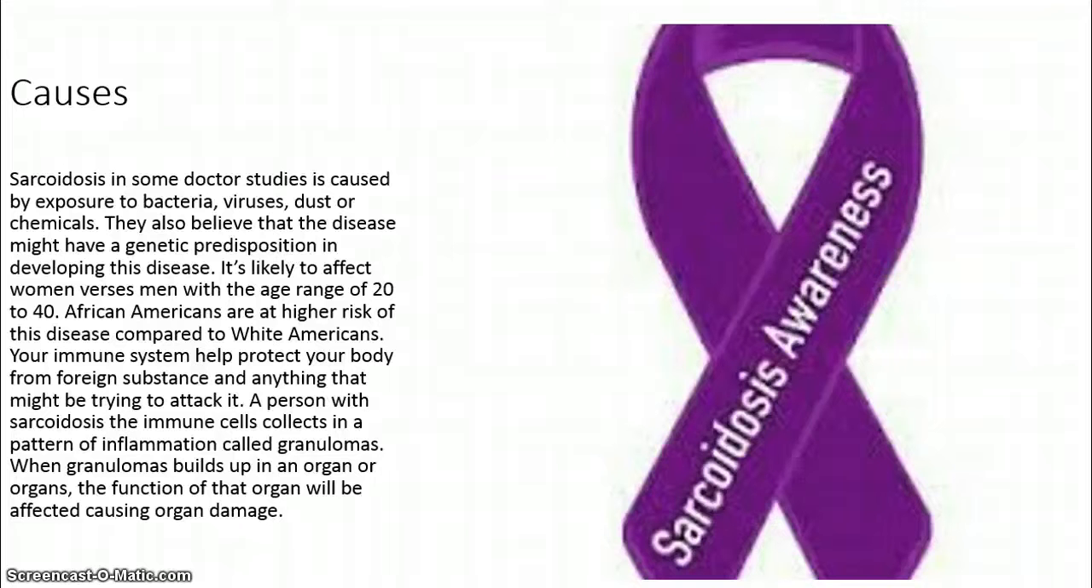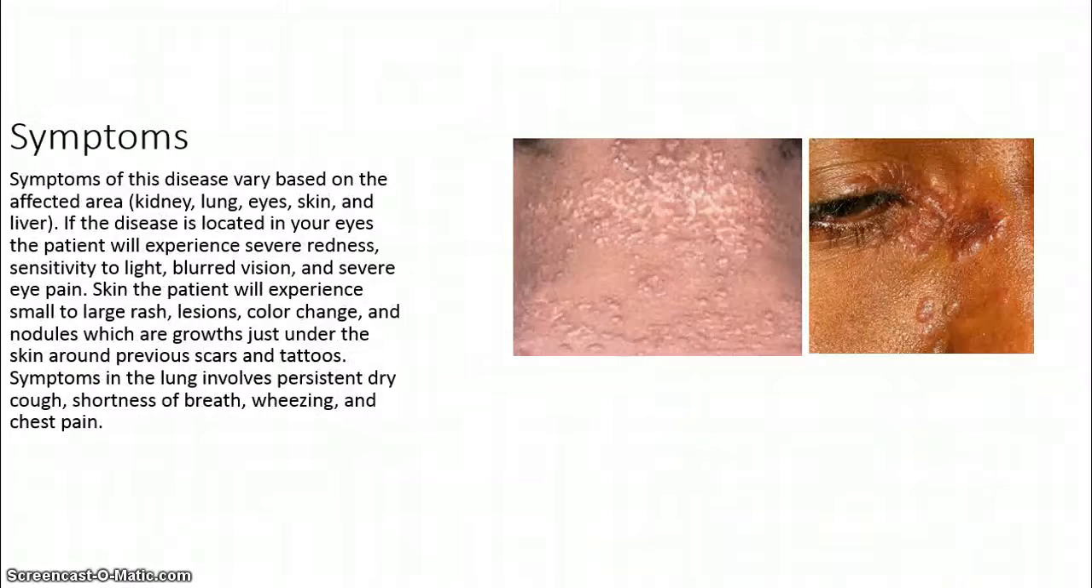Your immune system helps protect your body from foreign substances and anything that might be trying to attack it. In a person with sarcoidosis, the immune cells collect in a pattern of inflammation called granulomas. When granulomas build up in an organ or organs, the function of that organ will be affected, causing organ damage.